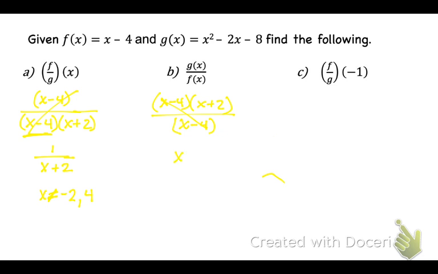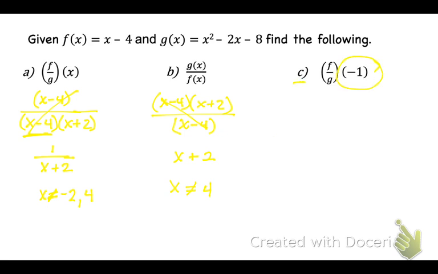So x plus 2 is my solution, and what can't x be? Positive 4. It can be negative 2, can't it? So what's the last thing asking me to do? Plug in negative 1 for x.